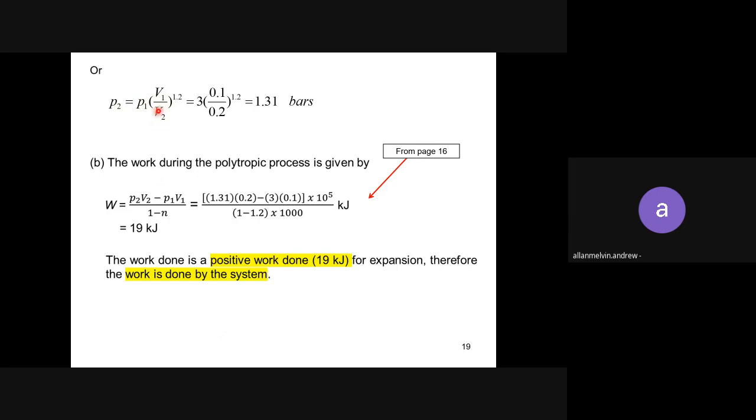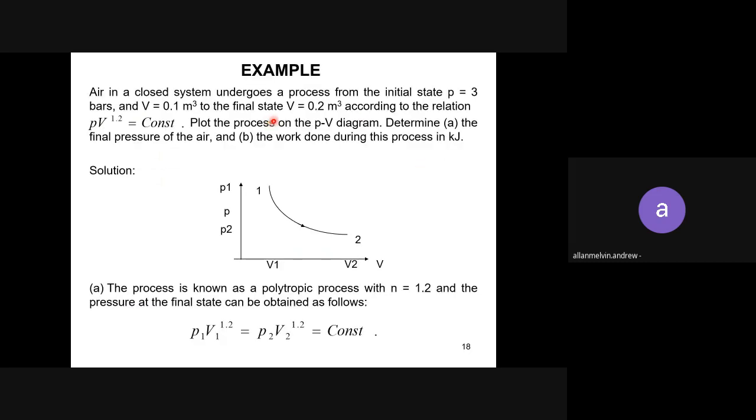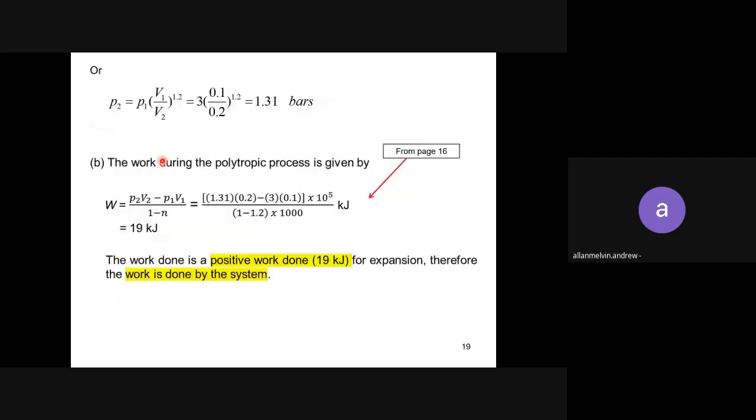So replace all the information. Okay, so P1 equals to 3 bar, V1 equals to 0.1, V2 equals to 0.2, to the power of 1.2. So finally you get 1.31 bar. Okay, so for this pressure, they only ask to determine it, so you can just leave it as bar. Or if you want to convert it to Pascal, times 10 to the power of 5. Okay, so that's the first part.